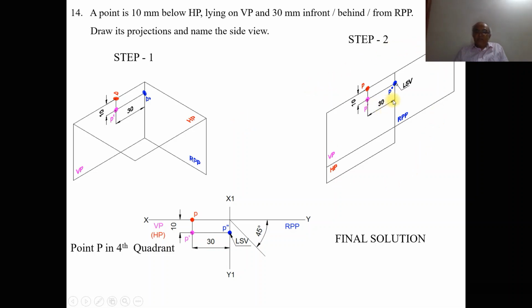So here the distance with respect to the profile plane of 30 mm is seen in both VP and HP. So from here you are going to get this 30 mm. Then the distance 10 mm below HP is seen in the vertical plane. So from here you measure 10 mm and mark this point, which is P dash. Then since it is on VP, obviously that point will be on HP. So you are going to get this point as P.